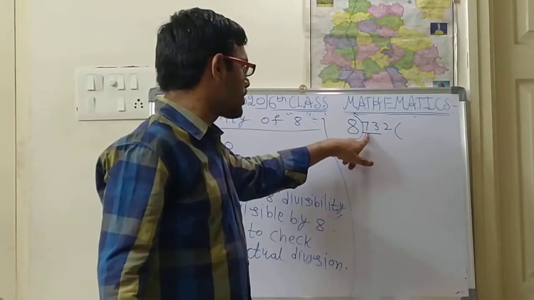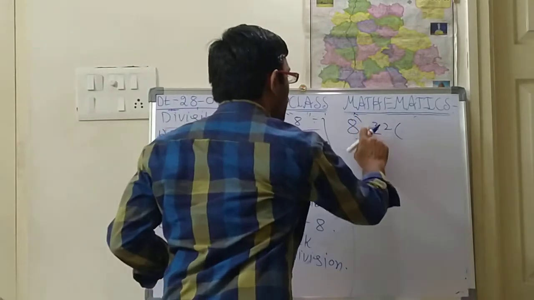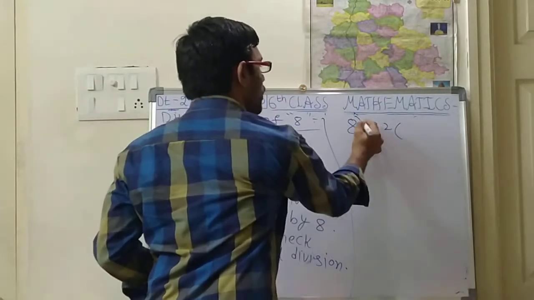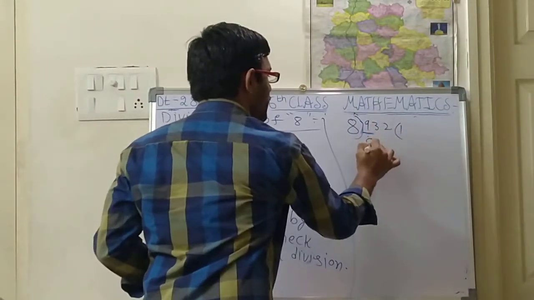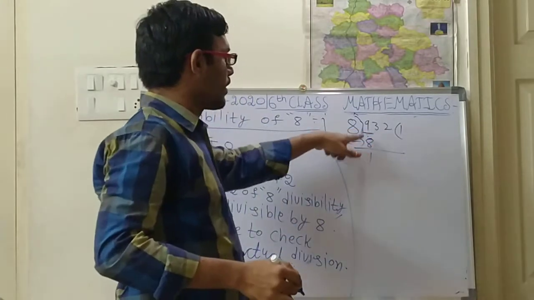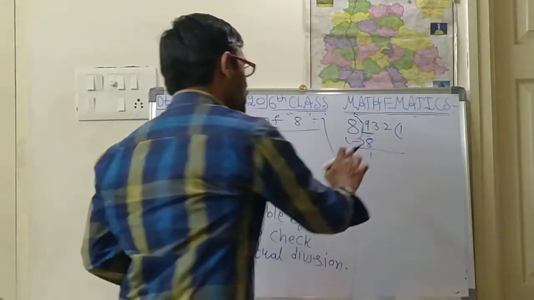Suppose instead of 7, 9 is there, then you are supposed to take only one digit, that is 9. 9 ones are 9, 8 ones are 8, so 9 minus 8 is 1, so the subtraction should not be disturbed. Like this you are supposed to do.